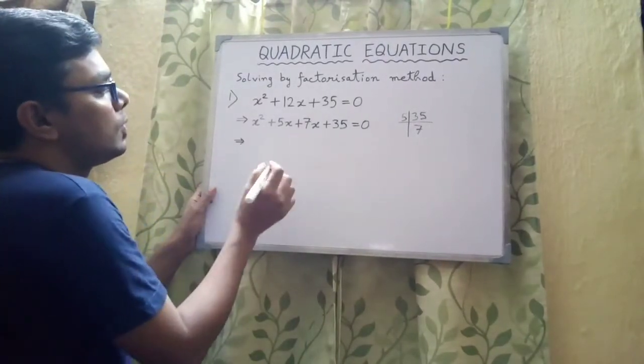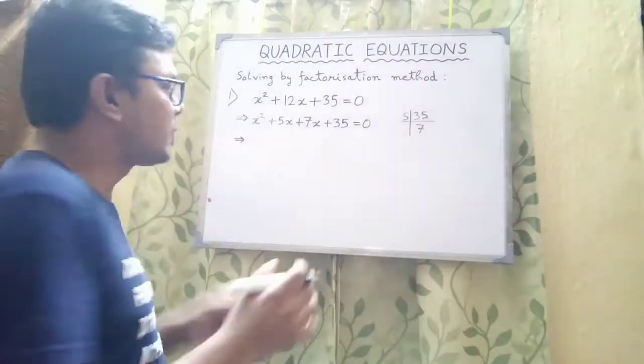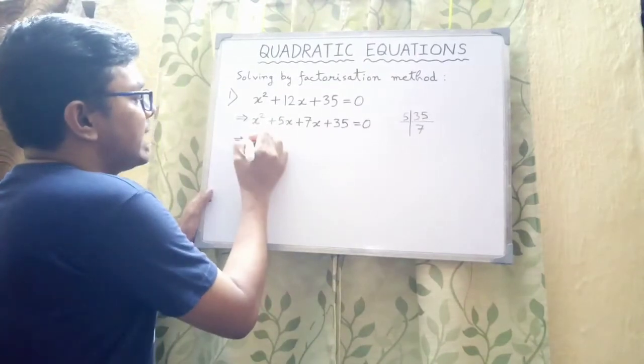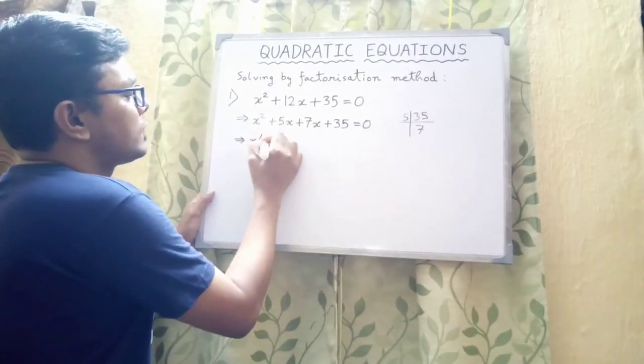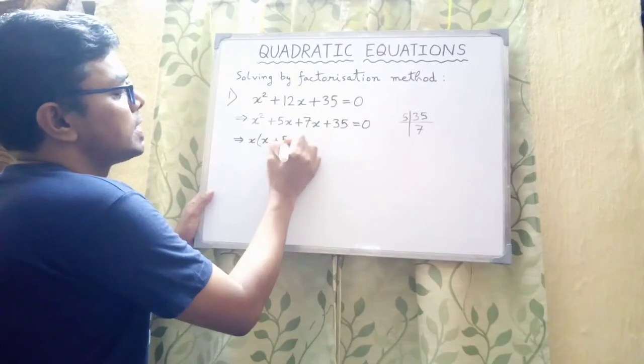Now we go for taking some common factor between the first two terms. x can be taken as a common factor, so we are left with x plus 5 within the parenthesis.